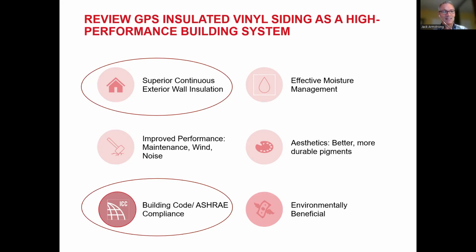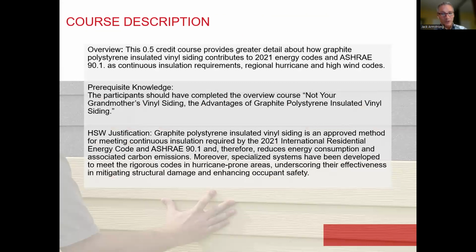So this is considered a nano course, if you will, and an adjunct to the larger course, which hopefully you have already had. That would be a kind of prerequisite, if you will, for having already completed the Not Your Grandmother's Vinyl Insulated Siding: Advantages of Graphite Polystyrene Insulation.